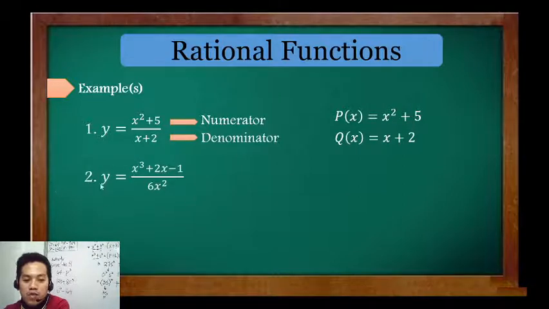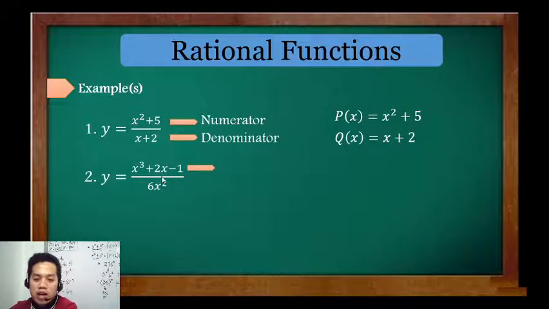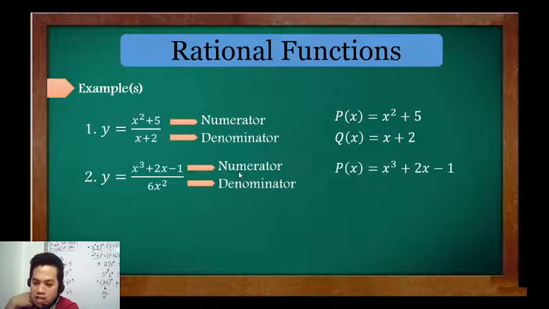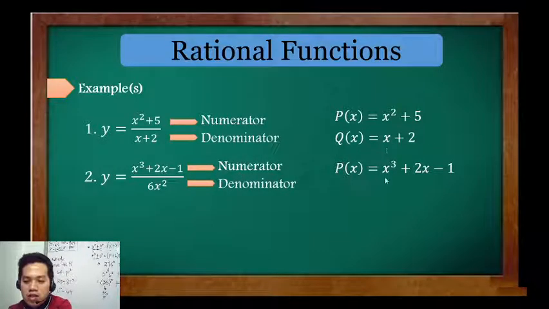For the second example, we have y is equal to x cubed plus 2x minus 1 over 6x squared. So x cubed plus 2x minus 1 is our numerator, and 6x squared is our denominator. Our numerator is also known as our p of x, and this is a polynomial expression. Second, we have our q of x which is equal to 6x squared. This is a polynomial with a single term, meaning it is an example of a monomial expression.